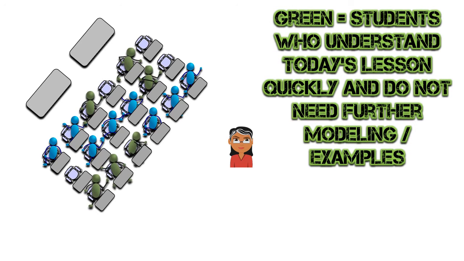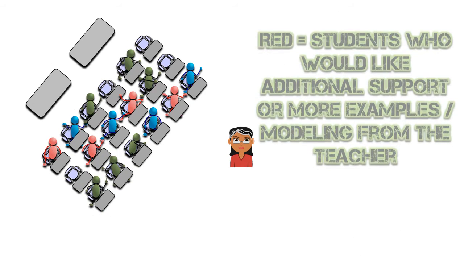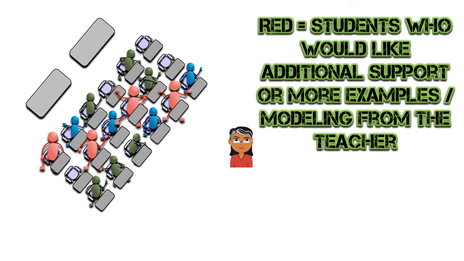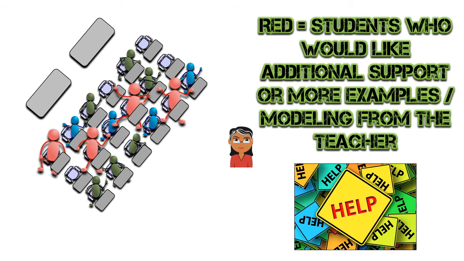So I always have a few kids that after just one or two examples, they are totally bored, ready to move on, and don't need any more help from me. I also always seem to have a group of students who need a lot of extra support. They need more modeling, more examples from the teacher before they're ever going to be ready to approach the problem on their own.